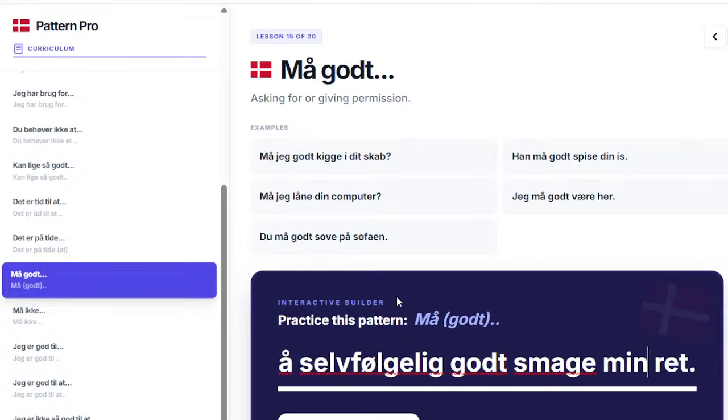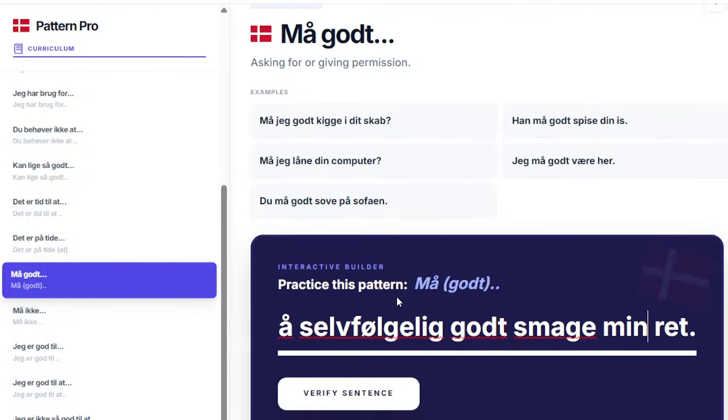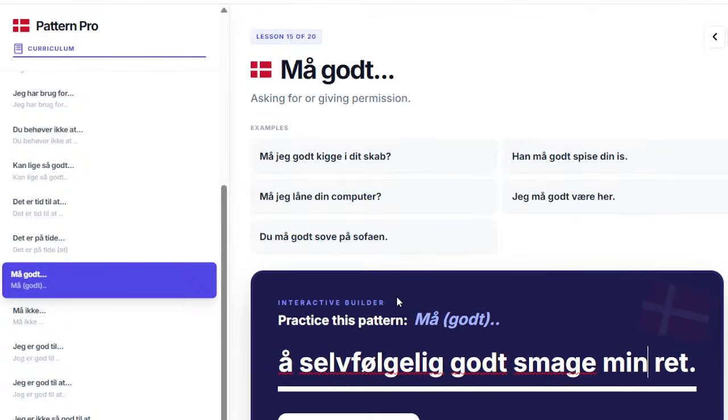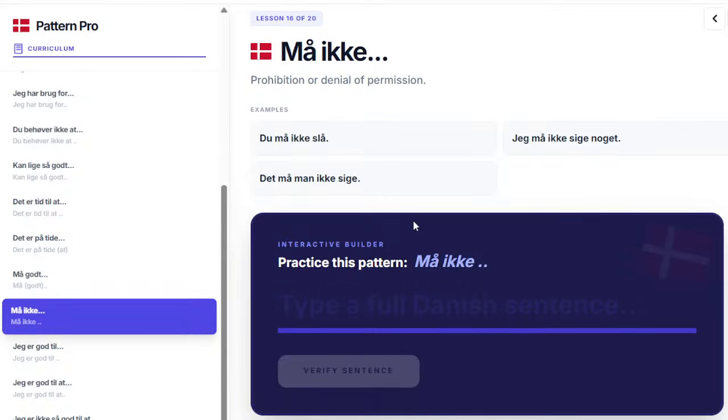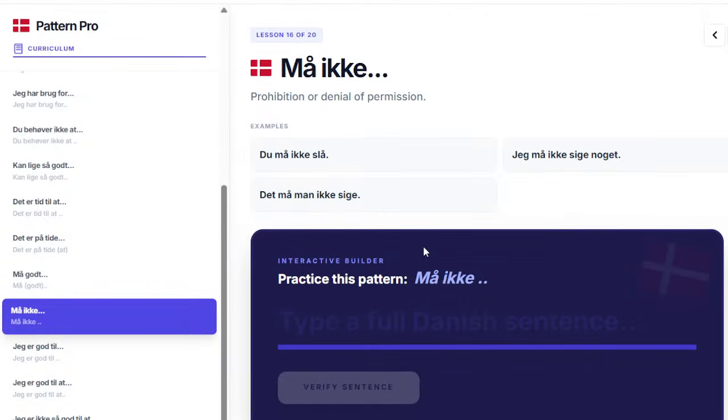So that is må godt, giving permission, or asking, må jeg godt, ja du må godt. It has to rhyme apparently. Okay, then we have må ikke, that's like cannot, you can't. Prohibition or denial of permission.